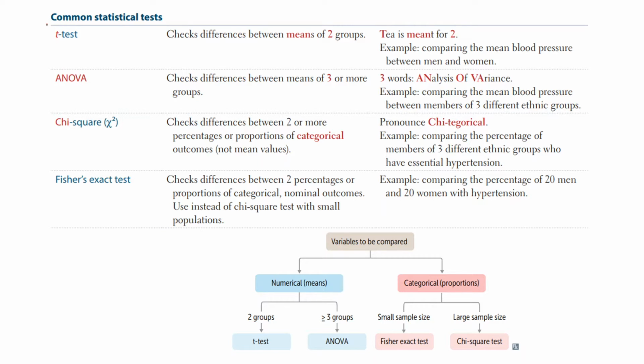This time around we'll be talking about common statistical tests. Under this topic we have four main components: the t-test, ANOVA, chi-square, and Fisher's exact test. It becomes very easy when you break them down in twos, so we're going to take t-test and ANOVA as one, and then chi-squared and Fisher's exact test as the other.